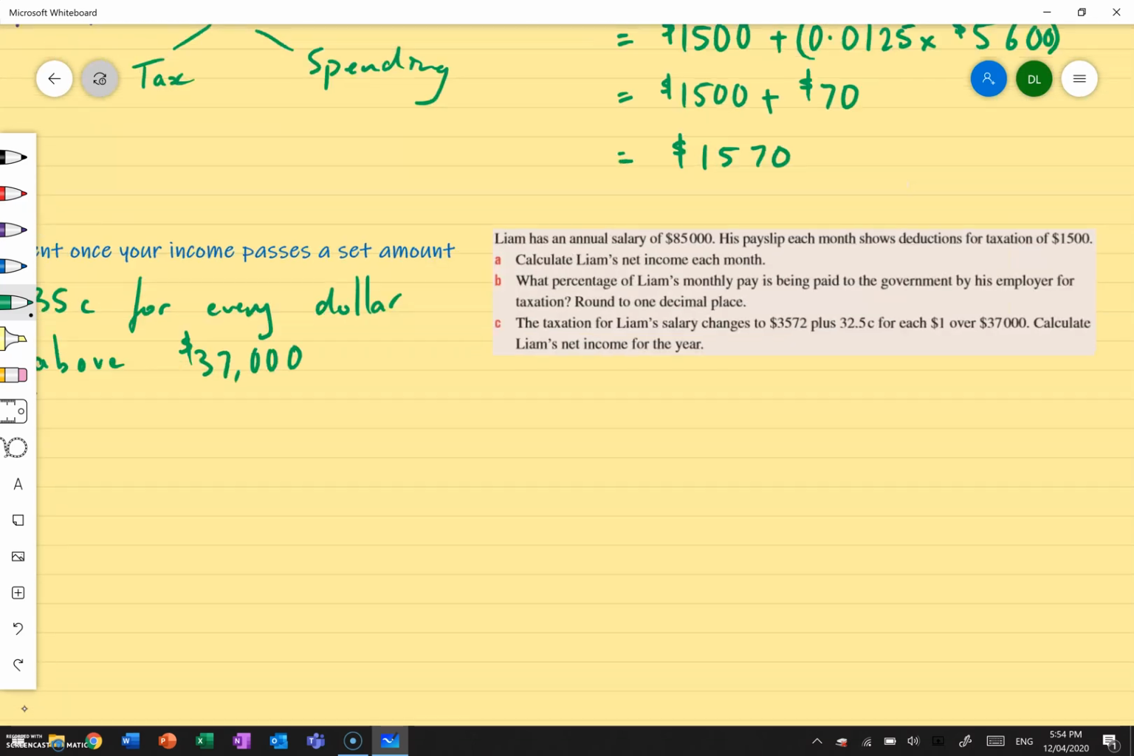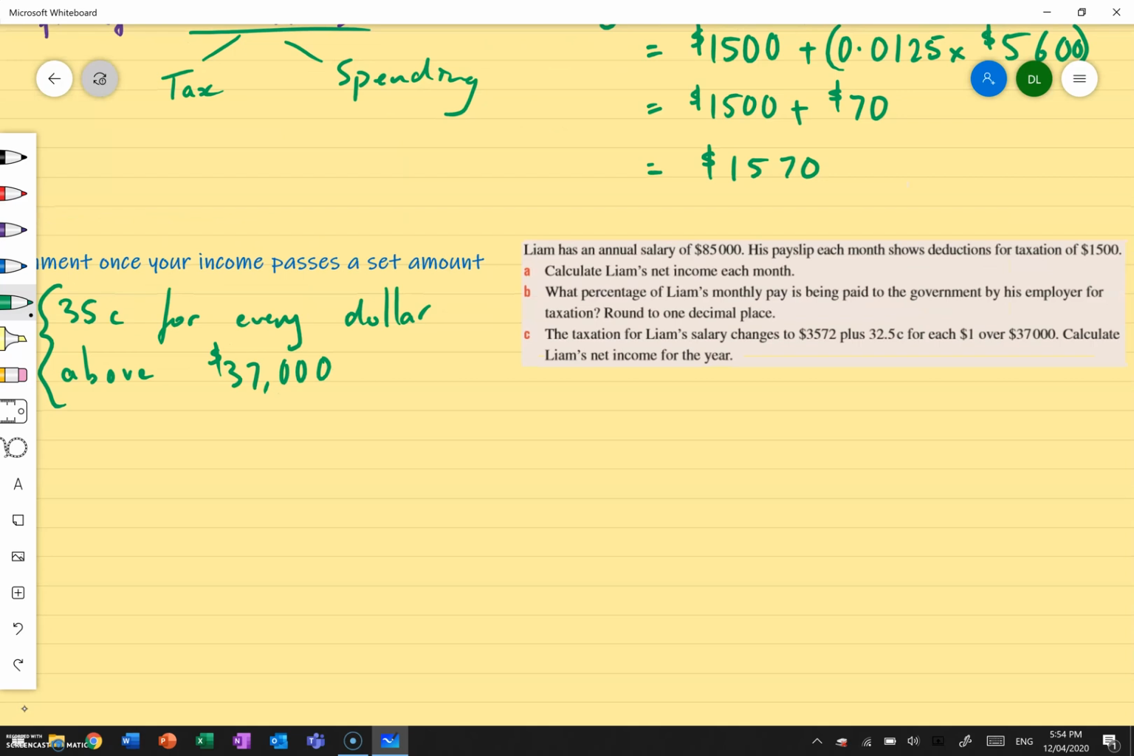So over here, let's move the screen over there. There we go. All right, Liam has an annual salary of $85,000. His pay slip each month shows deductions of taxation of $1,500. Calculate Liam's net income each month. So we need to calculate his monthly pay. So let's use a different color pen. His monthly pay.